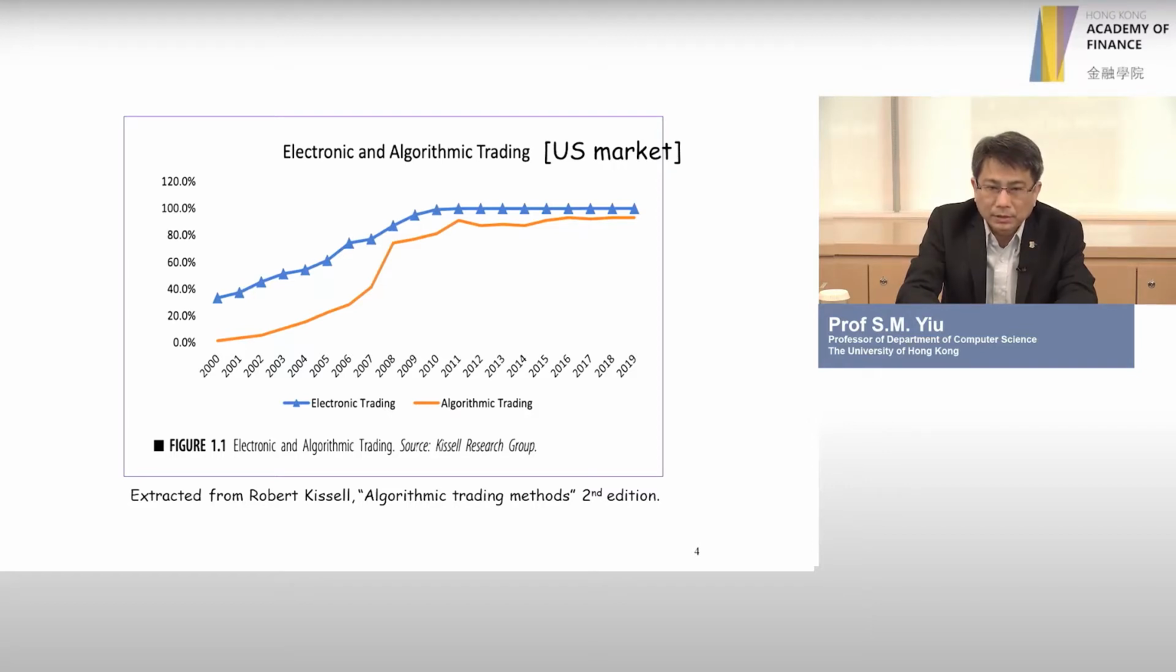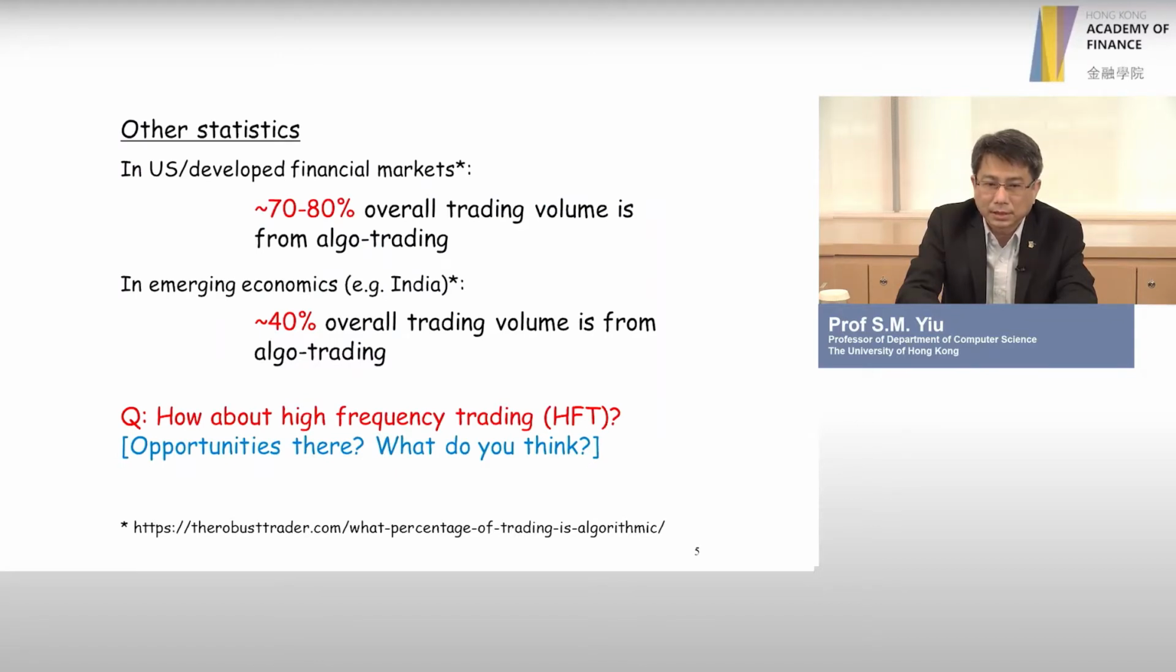Now, in fact, the study is similar to other statistics from other people's studies. For example, in another report, they also talk about the U.S. or the developed financial markets, where about 70-80% of overall trading volume is from algo trading. But in some emerging economies, like India, the overall percentage is about 40%. I hear they also include high-frequency trading. If you single out high-frequency trading, the percentage is lower. So you can also think about whether we have more opportunities there. I leave it to you to see whether you want to get into this area.